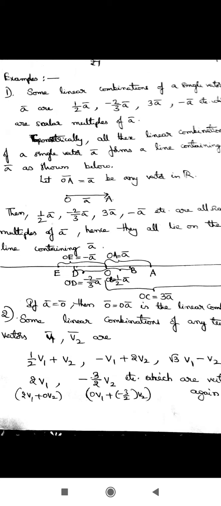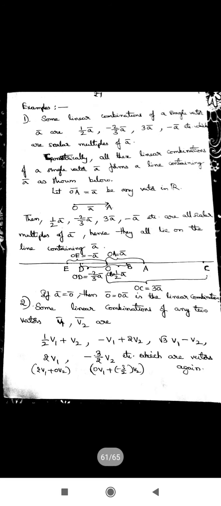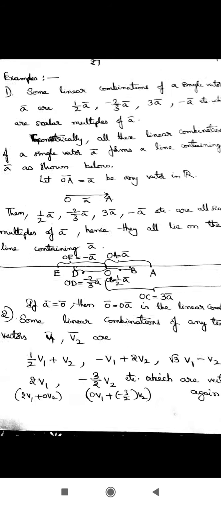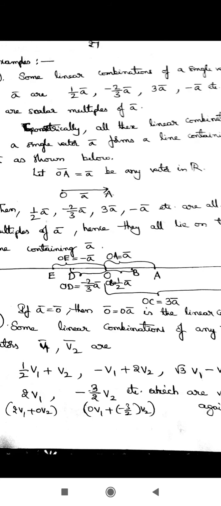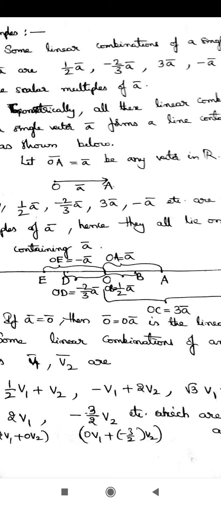The first example is: some linear combinations of a single vector a bar are 1 by 2 a bar, minus 2 by 3 a bar, 3 a bar, minus a bar, etc., which are all scalar multiples of a bar. If you notice here, I am taking a single vector and saying that all these are considered as linear combinations.